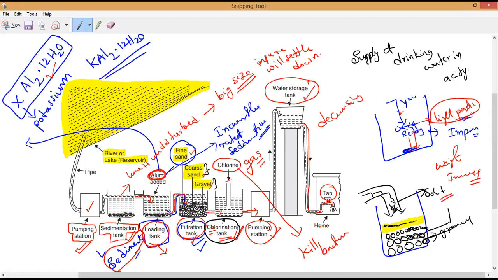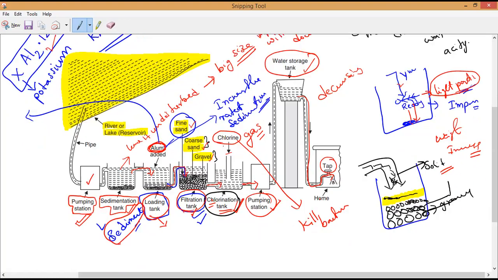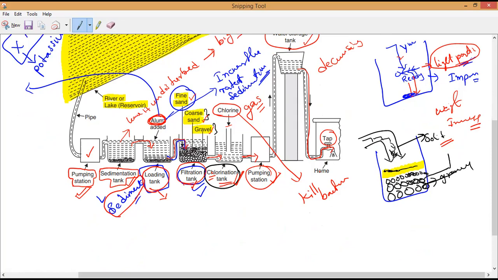Sometimes you might get the question: draw the purification of water from the reservoir to the home, and explain every process also. So are we able to explain now? Are you clear? Yes, sir. That is what it is.